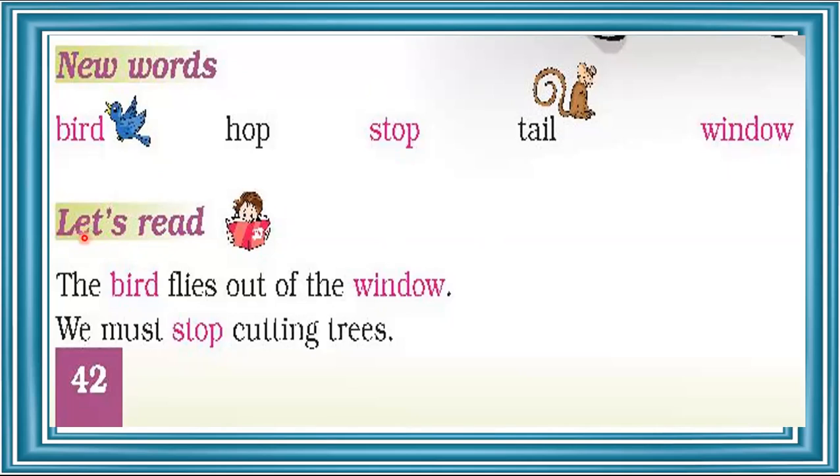Now we will read the sentences. Let's read. The bird flies out of the window. What does it mean? The bird is flying outside the window. It is flying out of the window. Means it is going away from the window. We must stop cutting trees. What does it mean, children? That we should not cut trees. If somebody is cutting trees also, we should stop them from cutting the trees.